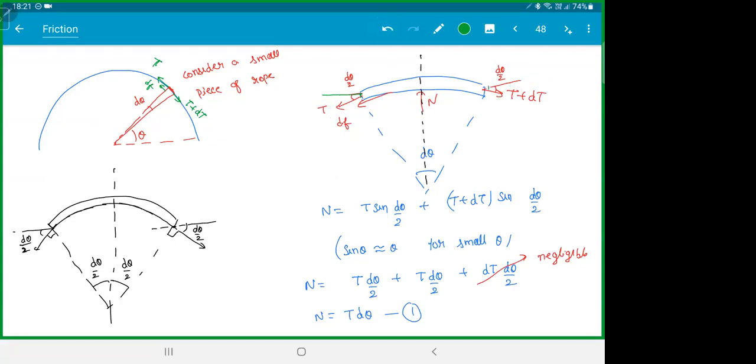So these tensions' vertical components are balancing the normal reaction, and the horizontal components are trying to balance the friction. So I wrote the vertical direction equation. From there, I found the normal reaction is T d theta, where T is the tension. Is this clear? Everyone, please check.